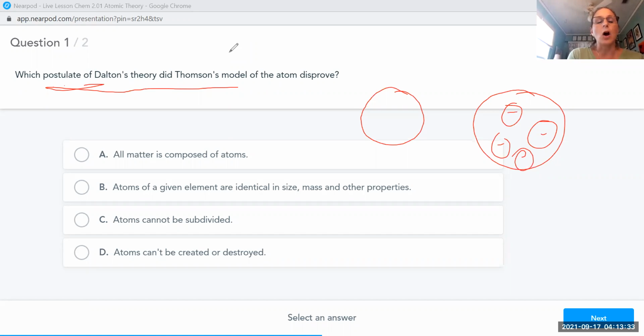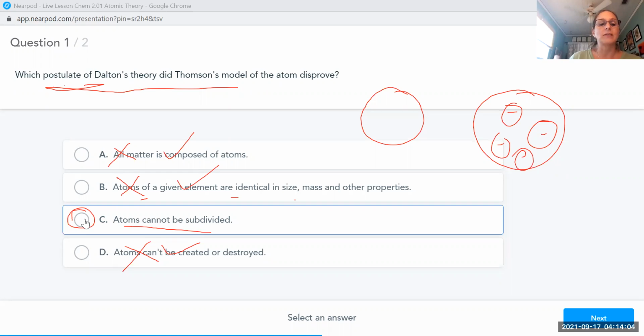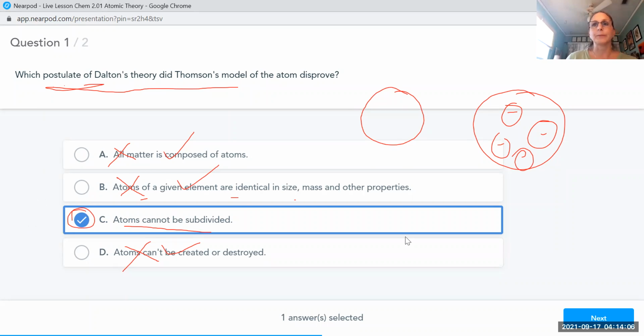Okay. All matter is composed of atoms. That would not be it. Atoms of a given element are identical in size, mass, and other properties. That's not it. Atoms cannot be subdivided. This one's it. Atoms can't be created nor destroyed. Those are all true. So A, B, and D are all true. Those are still true to this day, which is pretty amazing. Dalton came up with that, and they were all true except for the one about atoms not being able to be subdivided. So the correct answer for the first one is C. Atoms cannot be subdivided.